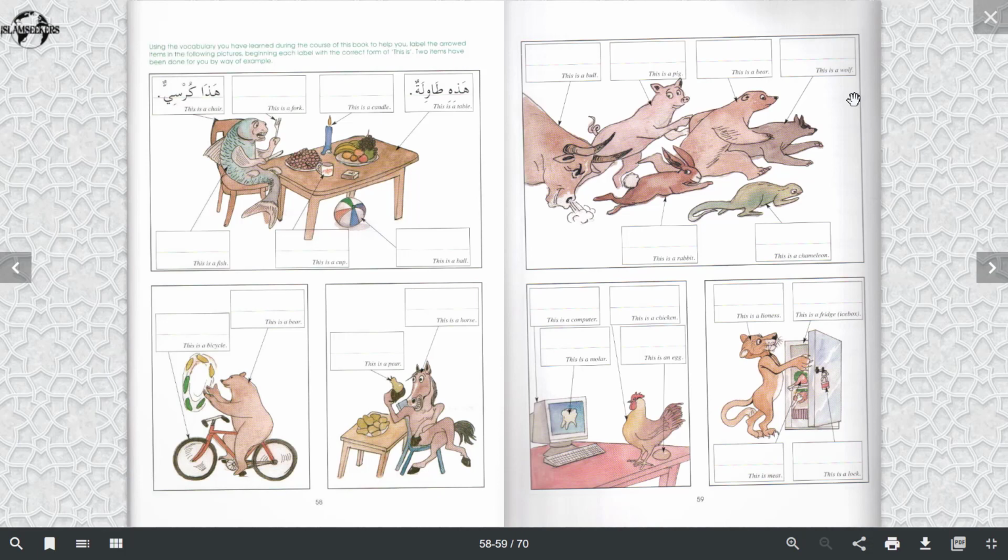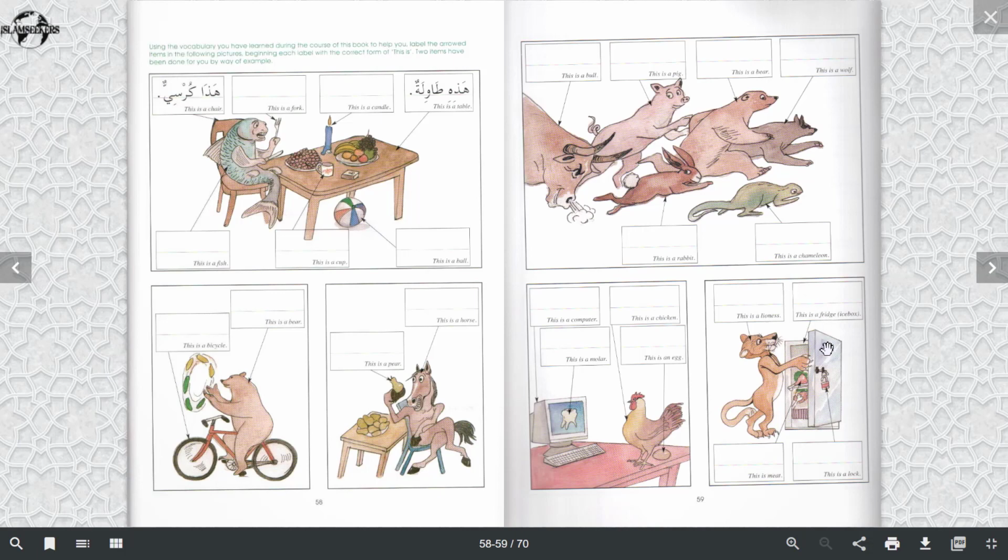Page 59. This is a wolf. هذا ذئب. This is a bear. هذا دب. This is a pig. هذا خنزير. This is a bull. هذا ثور. This is a chameleon. هذا حرباء. This is a rabbit. هذا أرنب.